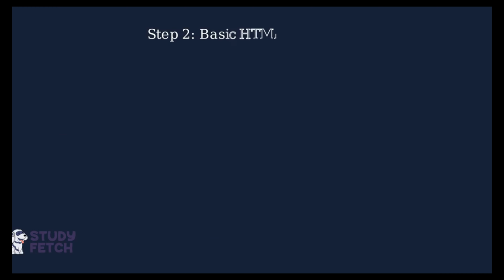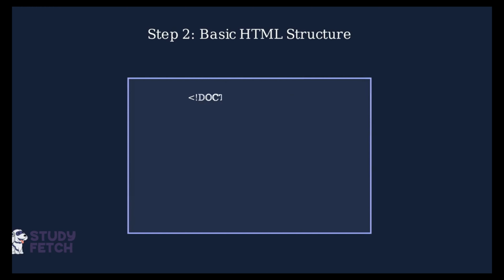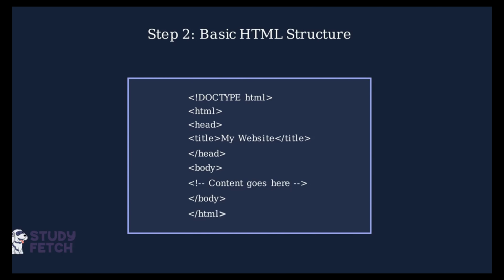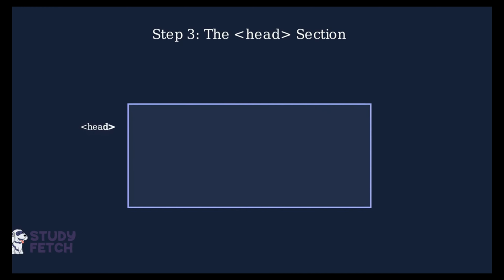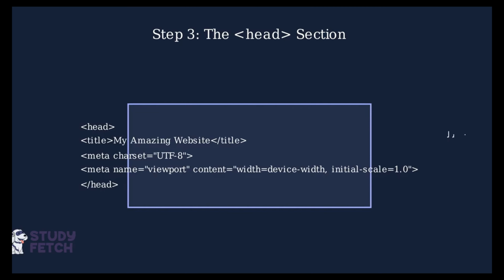Now let's create the basic HTML structure. Every HTML document begins with a doctype declaration, followed by HTML head and body elements. The head section contains metadata about your web page. This includes the page title, character encoding, and viewport settings.